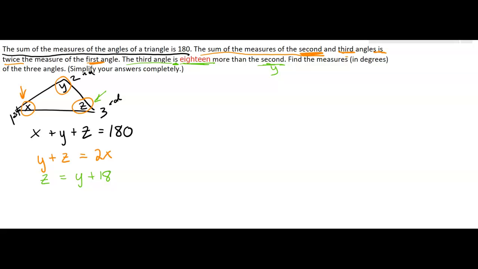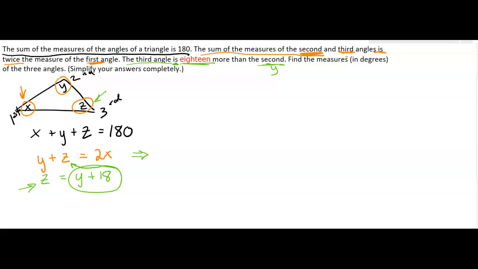Well, I have only two variables in that bottom equation. I have a z and a y. And in fact, I know what z equals. It equals y plus 18. So what I'm going to do is take this y plus 18 and substitute it into that orange equation. Now you might say, well, why didn't you substitute it into the top equation? I could have. I chose not to, and you'll see why in a minute, but here we go.